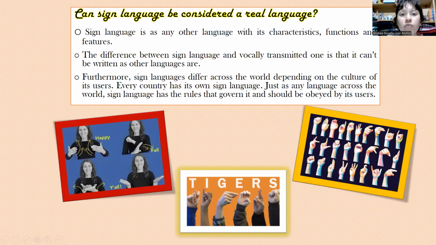Can sign language be considered a real language? Sign language is as any other language, with its characteristics, functions, and features. The difference between sign language and vocally transmitted ones is that it can be written as other languages are. Furthermore, sign language differs across the world depending on the culture of its users. Every country has its own sign language. Just as any language across the world, sign language has rules that govern it and should be obeyed by its users.